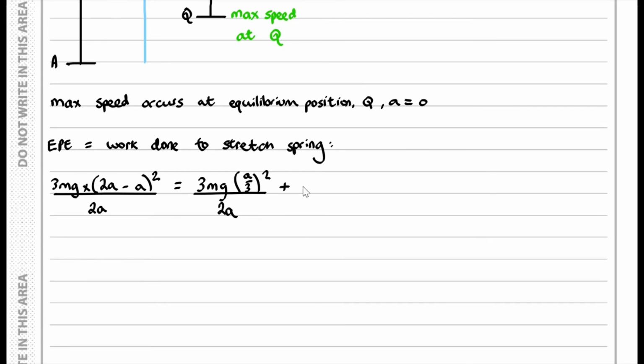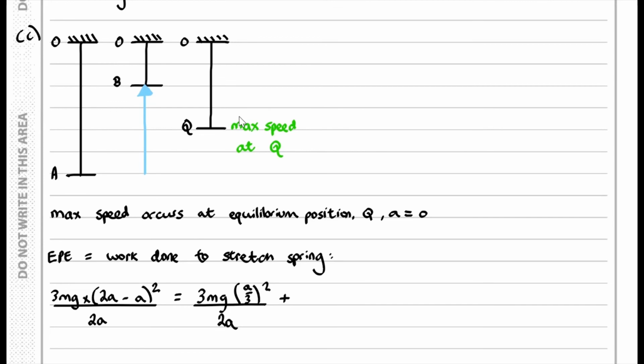And then at this point, we've also got the kinetic energy which we're concerned with, 1/2 mv squared, and then we've also got the gravitational potential energy at this point Q. So we have mgh, so we have mg times, well, we have the height over here. If we label this in a different color, this height over here is equal to 2a minus 4a over 3.